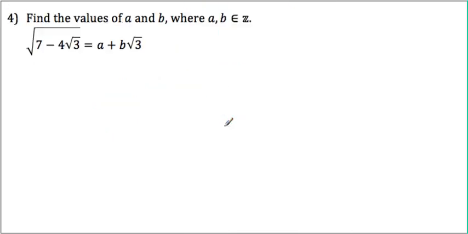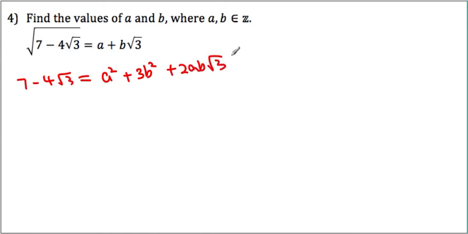Number 4. Now let's say the square root of this expression is equal to that one. How would you do this one? Okay, what if you have to square both sides and see what happens here? If you square both sides, then we get 7 minus 4 radical 3 is equal to a squared, and then square of this one, which will be plus 3b squared. Now, plus the middle term. When you do the FOIL, we'll end up having middle term 2ab square root of 3. That's what we end up getting.